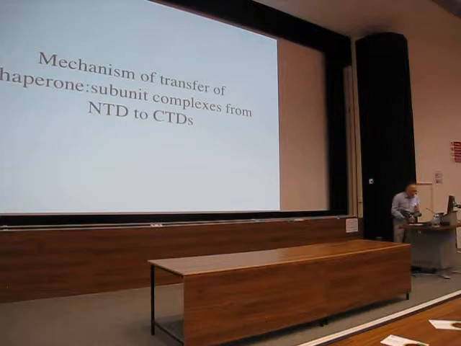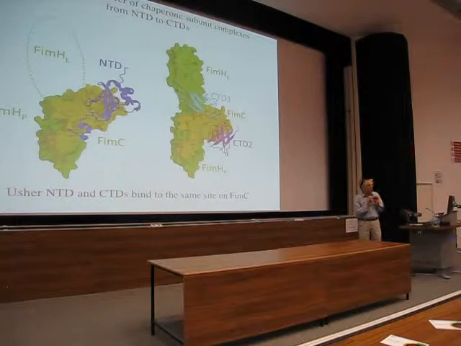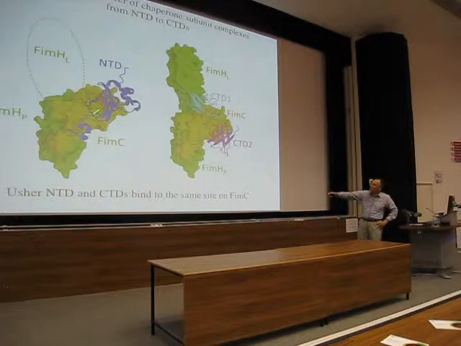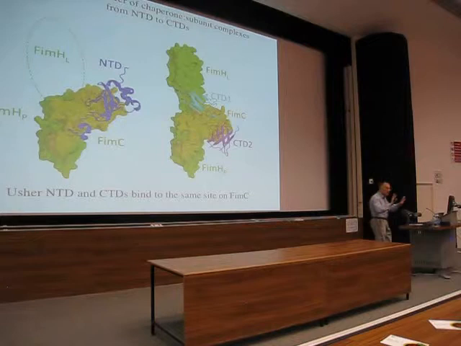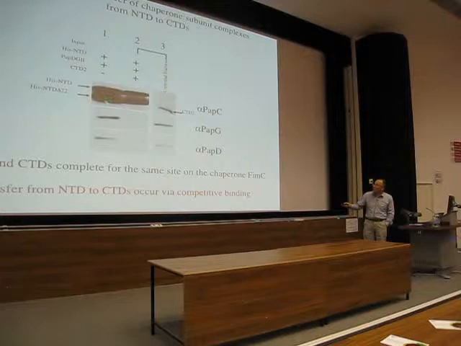So this transfer reaction from the N-terminal domain to the C-terminal domain arises from the fact that on the chaperone-subunit, the surfaces involved in interactions with either the N-terminal domain or the C-terminal domain are the same. Okay? So if you look at the structure of the N-terminal domain bound to the chaperone-subunit complex, you can see those yellow surfaces are involved in interactions with the N-terminal domain. If you look at our complex with the chaperone-subunit bound to the CTDs, you can see that surface is the same. So that means those things should be able to compete with each other. And this is exactly what we demonstrated here. If you take the N-terminal domain of the usher bound to a chaperone-subunit complex.